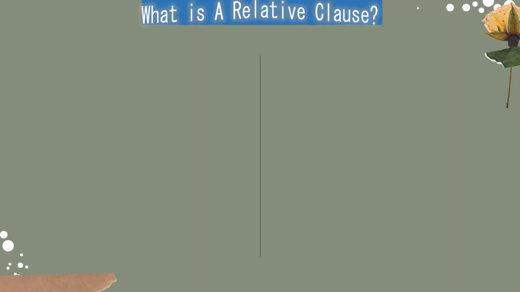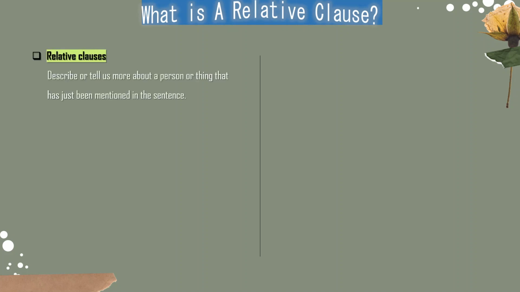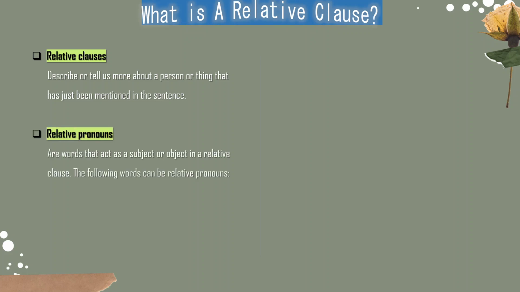Okay guys, before we continue to the subtopic, let's talk about what a relative clause is. Relative clauses describe or tell us more about a person or thing that has just been mentioned in the sentence. And here, I have relative pronouns. Relative pronouns are words that act as a subject or object in a relative clause. The following words can be relative pronouns: that, what, where, when, which, who, whom, and why.